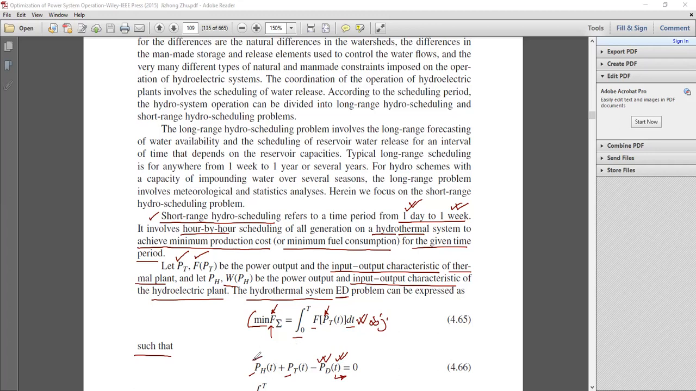So your total generation is this: you have some hydro contribution, you have some thermal contribution, minus the demand. Basically this is nothing but the summation of P gen equals P demand, where P gen comprises thermal and hydro. Then what they have done is taken the P demand to the left hand side, and that makes the right hand side equal to 0. Pretty simple. So that is 4.66.